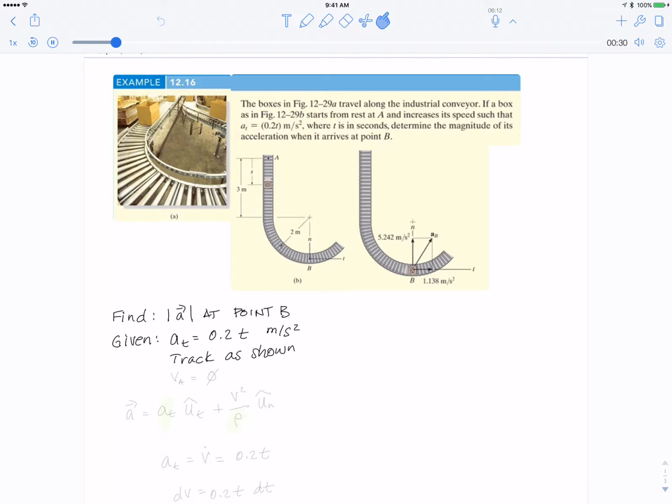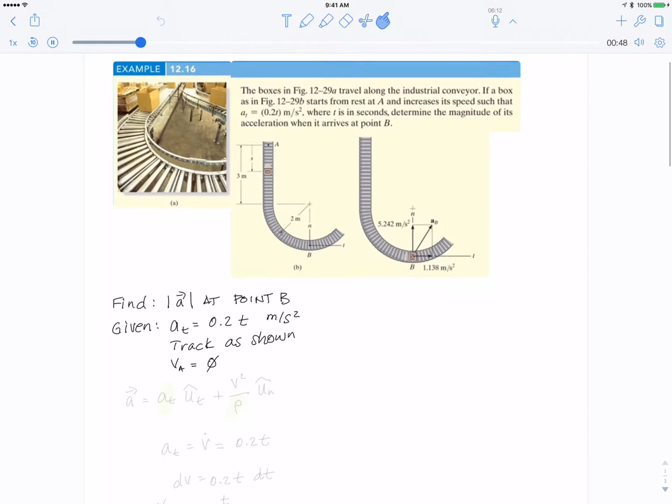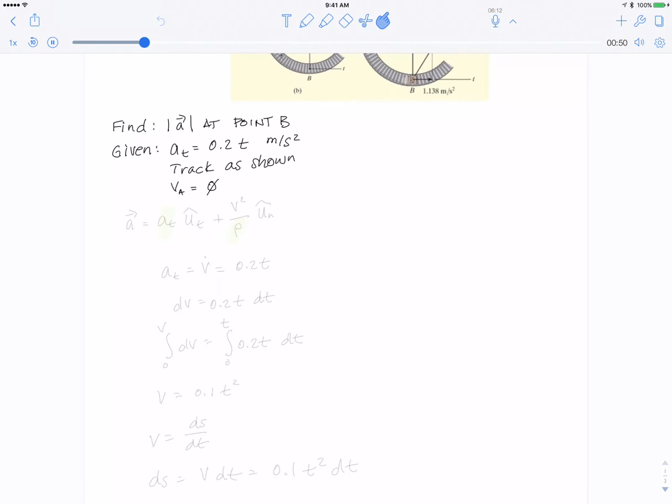We're given that this tangential acceleration is 0.2 times t meters per second squared and is traveling along the track as shown. We're also given that it starts from rest at point A, so that means v at A equals 0. The acceleration in normal coordinates is the tangential acceleration times the tangential unit vector plus v squared over rho in the normal direction.